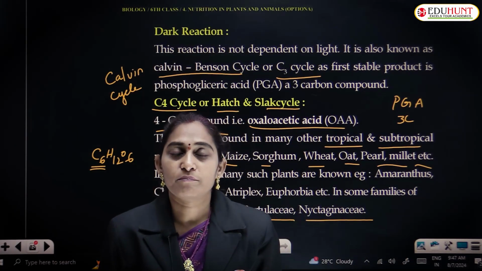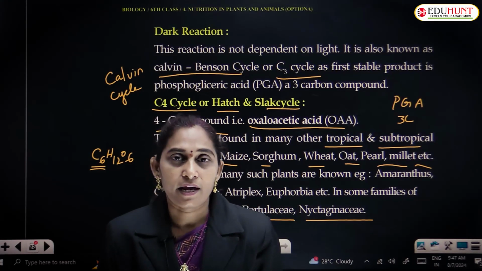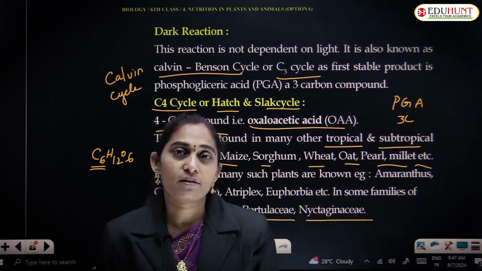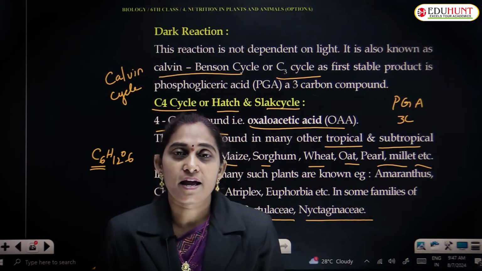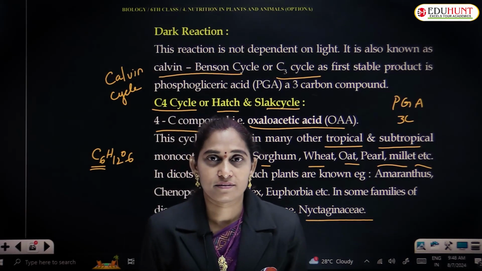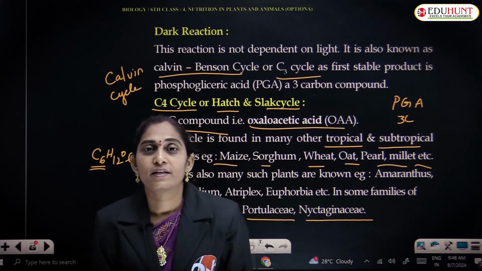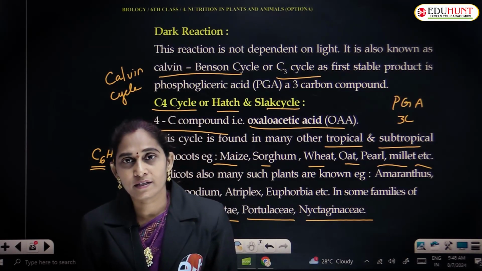There should be no confusion between C3 and C4, light reaction and dark reaction. I hope you understood well. In light reaction, sunlight is there. In dark reaction, there is no sunlight. Light reaction takes place in the grana, in the thylakoids. Dark reaction takes place in the stroma.